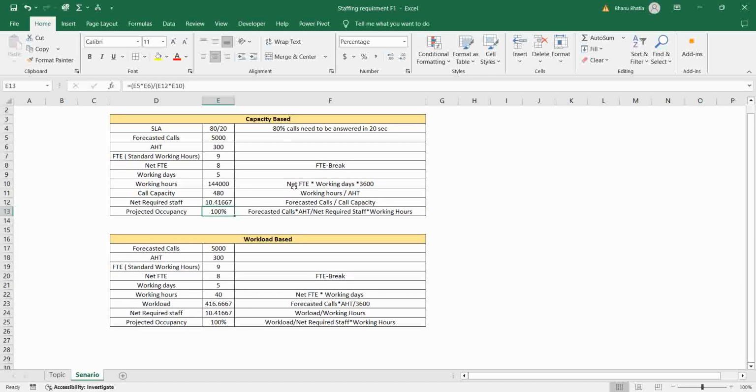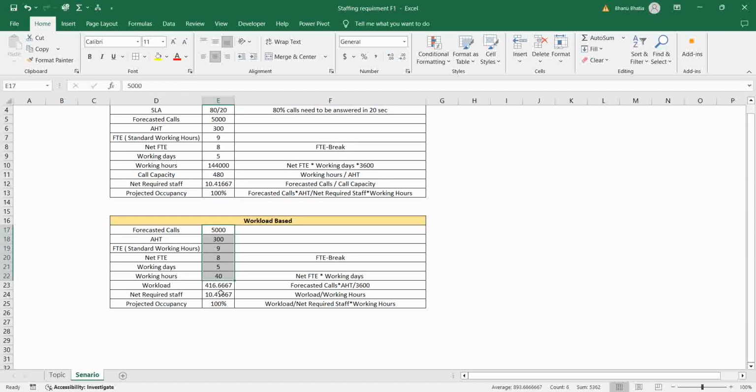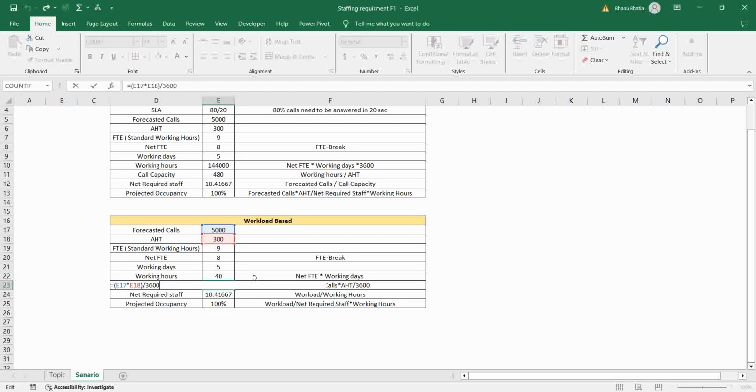Let's move to workload based. So here requirements are the same. Let's start with our working hours. Here my working hours is 8 net FTE into 5 working days, that is 40. And then for workload, I am calculating my workload with forecasted calls into AHT and then divided by 3600 seconds because this is in seconds and I've converted the seconds into hours. And this is my workload.